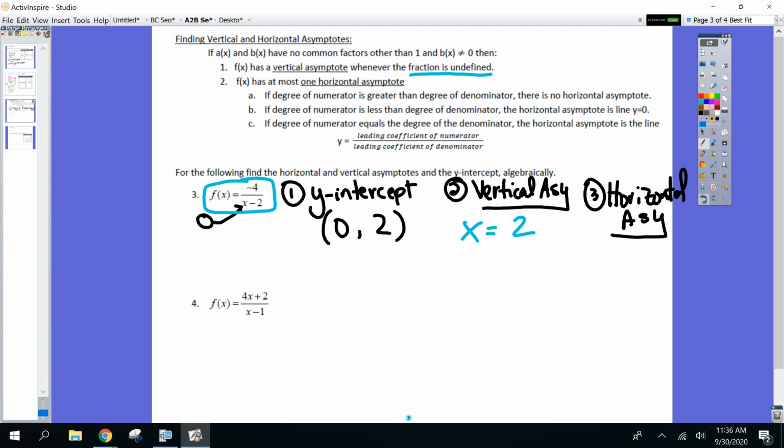Okay, now up here, I have 3 scenarios that'll tell me what the horizontal asymptote is. Ready, Caroline? The highest, and this says degree, that means highest exponent. If you want to make a quick note there, that's highest exponent when we say degree.